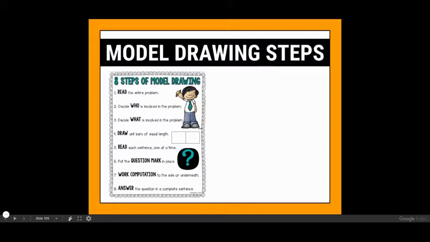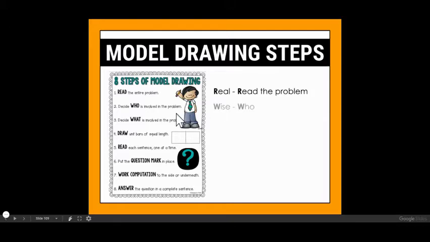The saying that I use is: Real Wise Workers Do Problems, Quit Complaining About It, Silly. I'm going to go through each of these steps and use my saying to help you remember it, and then we're going to practice it today. Our first step of model drawing is to read the problem. So in my saying, the R in Real stands for read the problem.